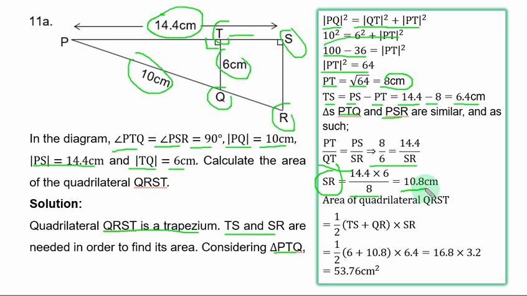10.8 cm. We can now find the area of quadrilateral QRST, that is area of trapezium, and it is 1/2 times sum of parallel sides times height, which is TS. If you replace all the sides with what they stand for, you have this result. When simplified, you get this, and finally 53.76 square centimeters as the needed area.